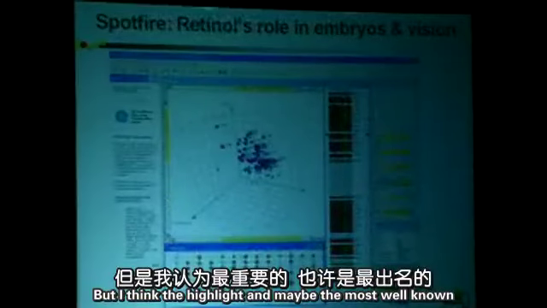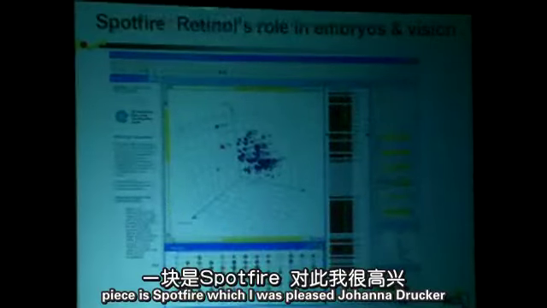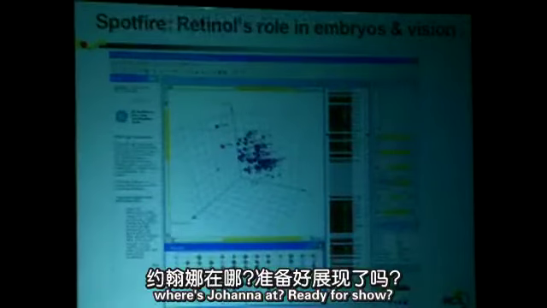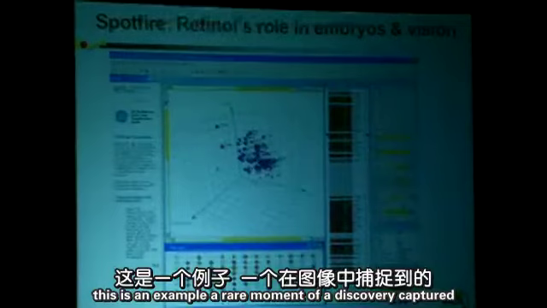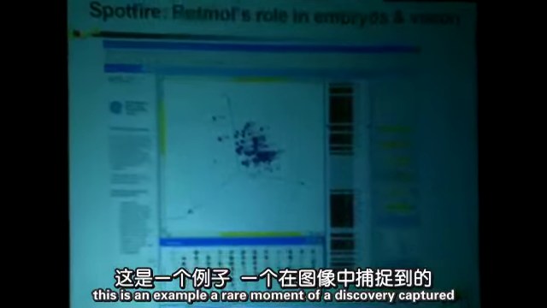But I think the highlight, and maybe the most well-known piece, is Spotfire, which I was pleased Joanna Drucker mentioned. Where's Joanna? Ready to show the example in the work of Catherine Plaisant. This is an example, a rare moment, of a discovery captured in one image.